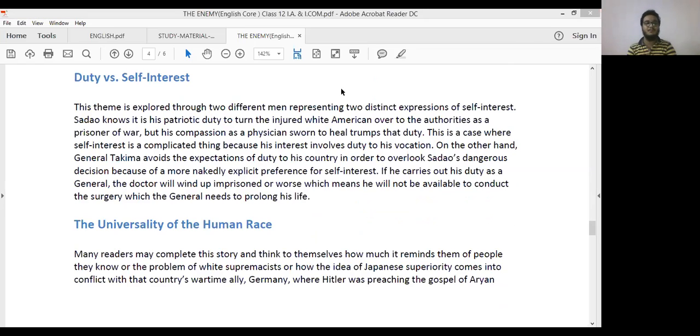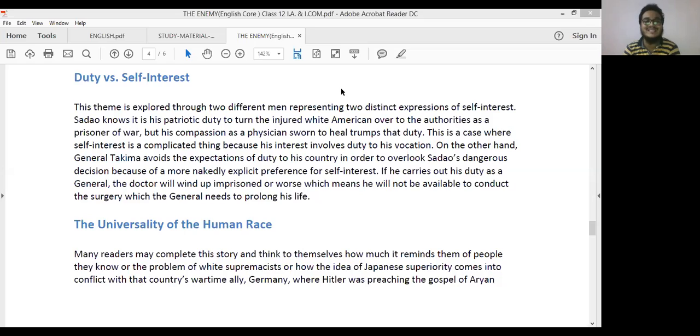Here, the second theme point. I have discussed many, but I am going to explain three of them here, which are quite important and connect to the chapter. This theme is explored through two different men representing two distinct expressions of self-interest: one American and the other Japanese.